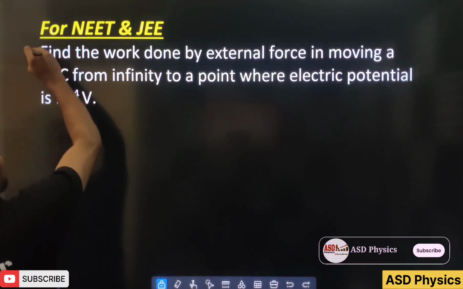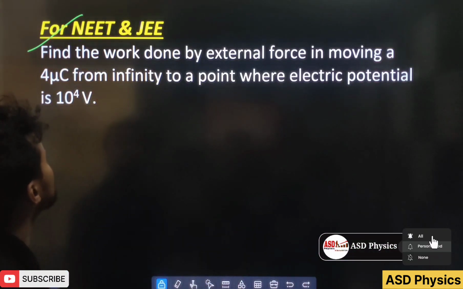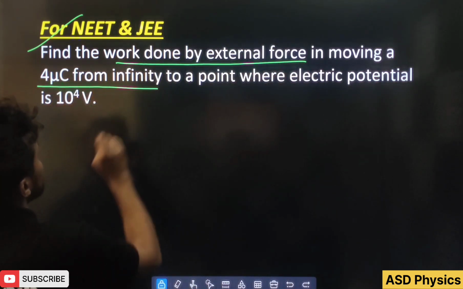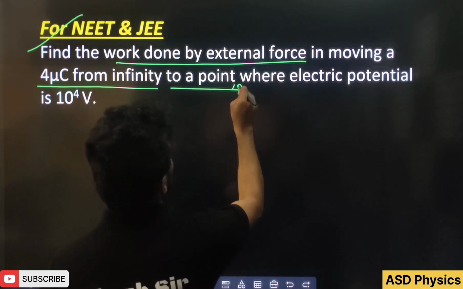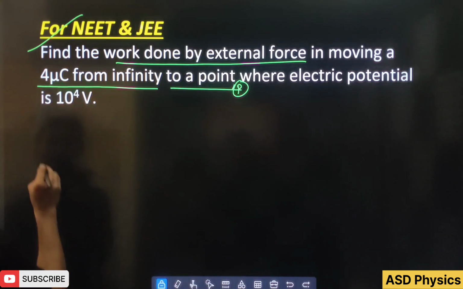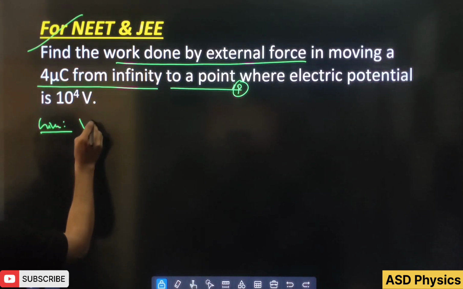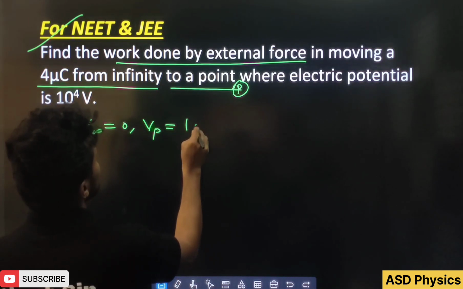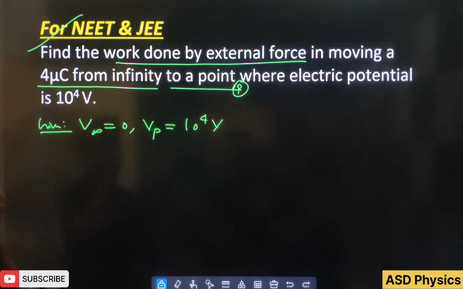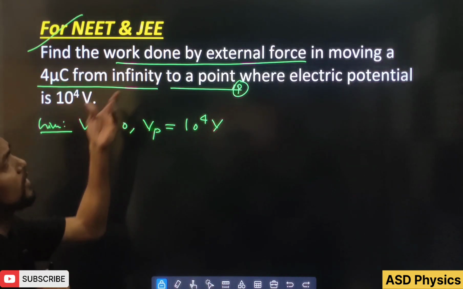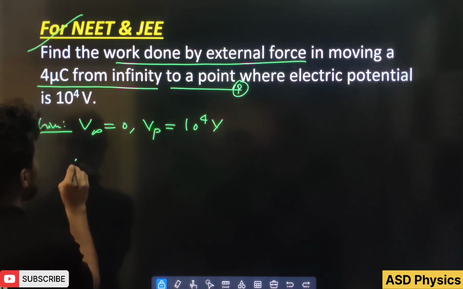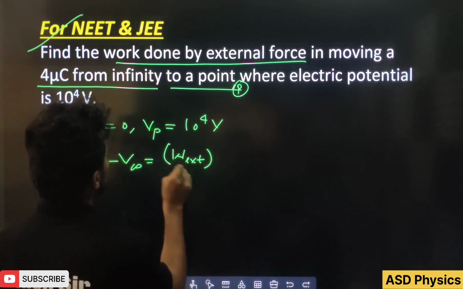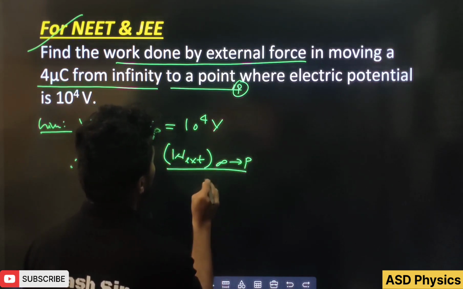Next one, students. For NEET and JEE, this one is important, very basic. Find the work done by external force in moving a 4 microcoulomb charge from infinity to a point P, where electric potential is 10 to the power 4 volt. V at infinity, how much do we know? 0. And potential at point P is given as 10 to the power 4 volt. The charged particle is moving from infinity to point P, so infinity is the initial point and P is the final point. That means Vp minus V infinity is equal to work done by the external force from infinity to P divided by charge Q.